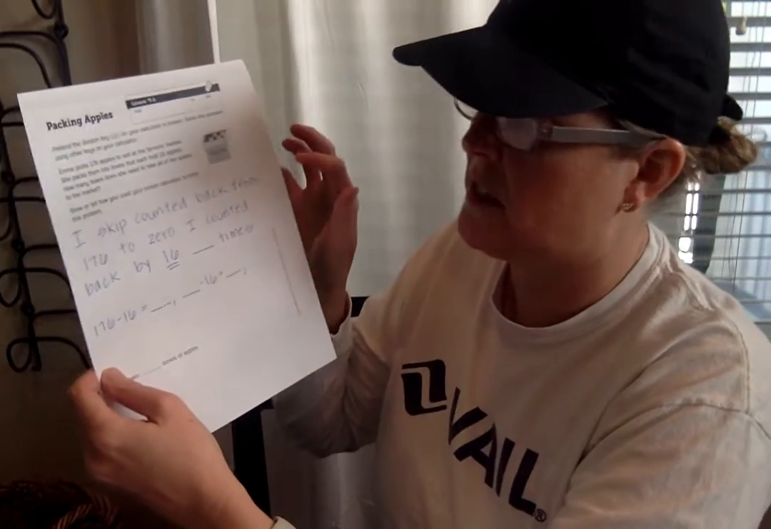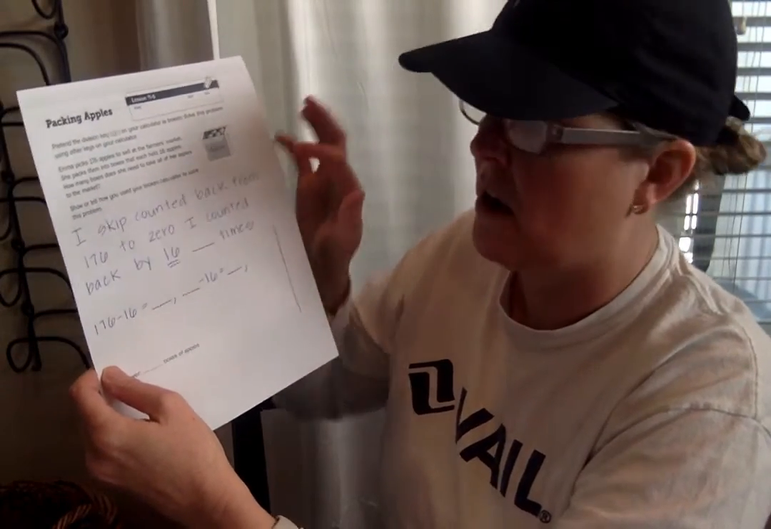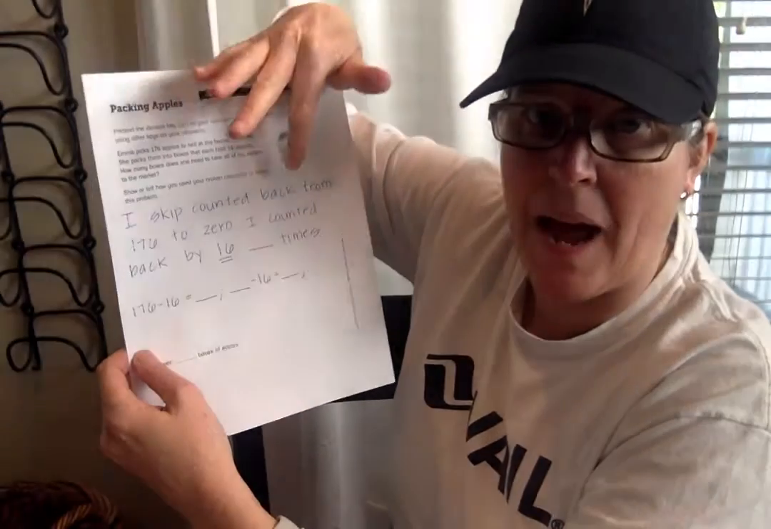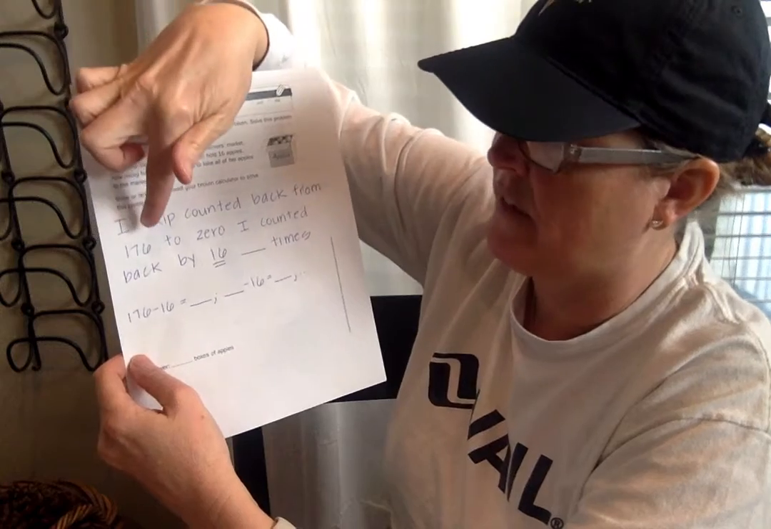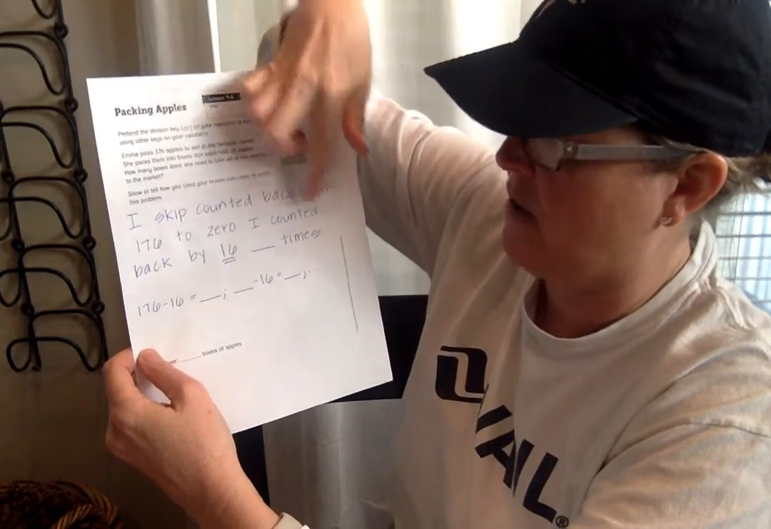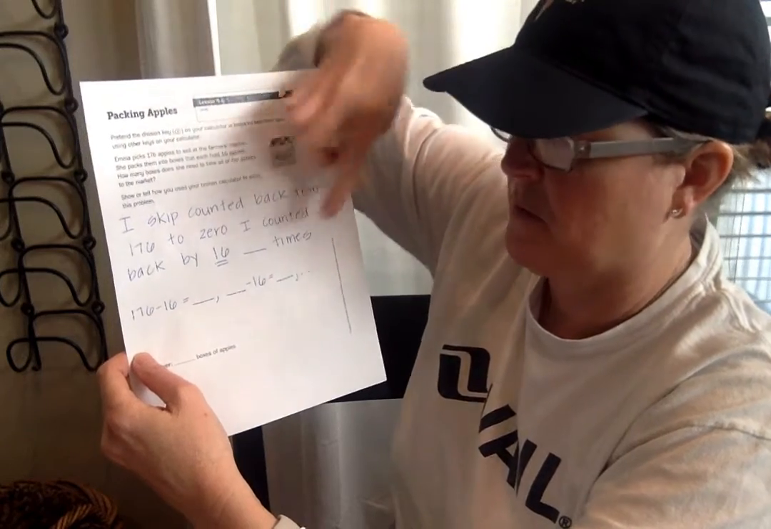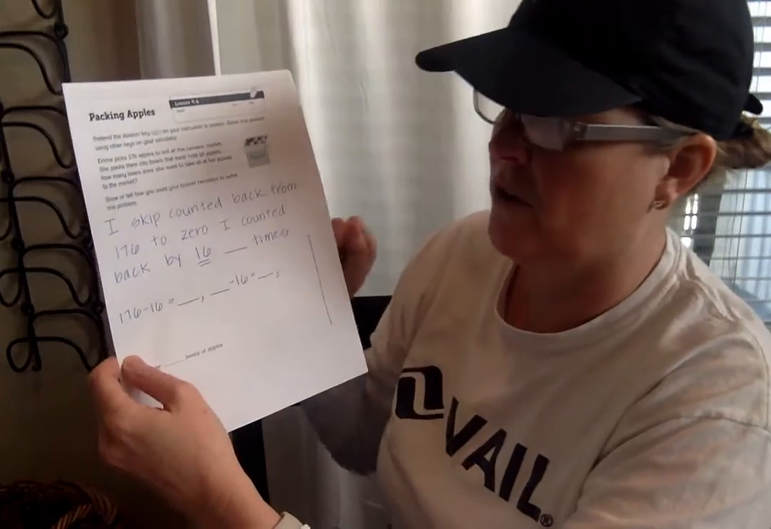So this is a pretty challenging page, like I said. So your sentence starter is, I skip counted back from 176 to 0. I counted back by 16, by groups of 16. Blank times. So you have to count how many times you subtracted 16 to get from 176 to 0.